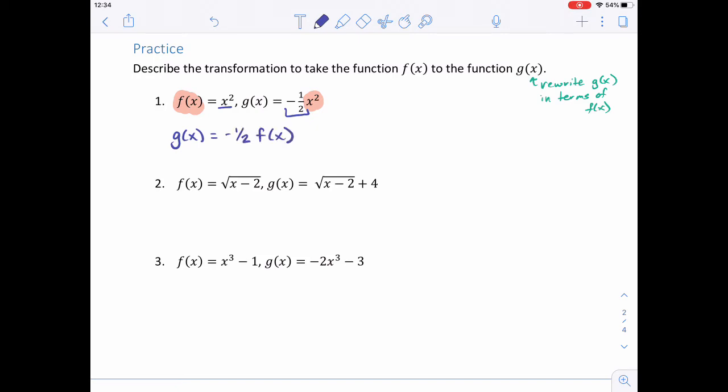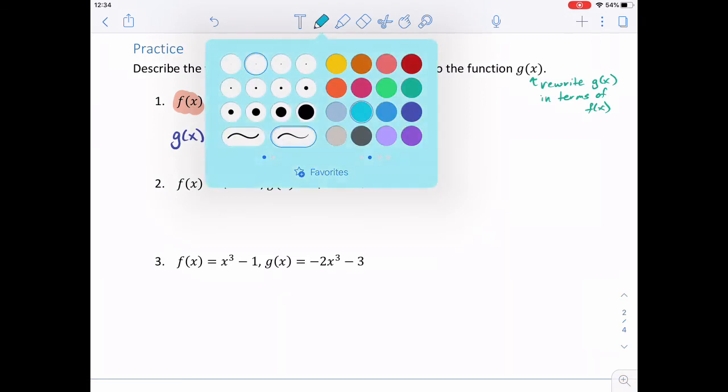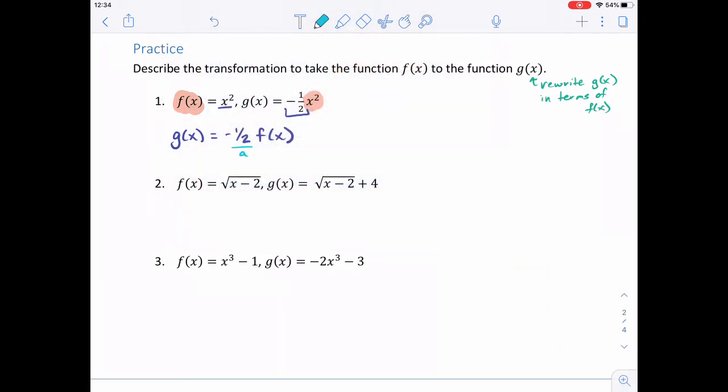And so the question is, what does that do to our function? Well, it's going to do two things. So this is our a value. The absolute value of a is less than 1, and a itself is negative. Because it's negative, that means we have a vertical flip, or a flip over the x-axis.